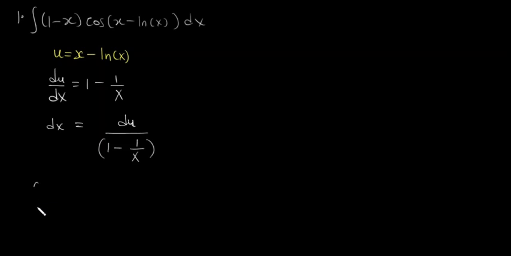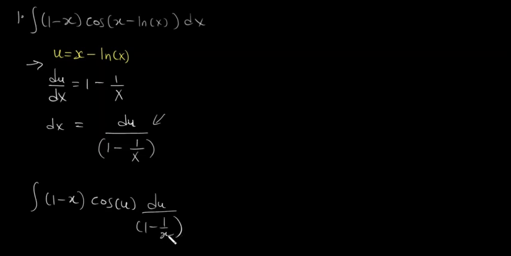Now you're going to have the integral of 1 minus 1 over x, cosine of x minus ln x, but you know that is equal to u, so you can put our u here. So cosine of u, and then our dx is now equal to du over 1 minus 1 over x. You are going to bring that here, du over 1 minus 1 over x. This is what you are going to have.